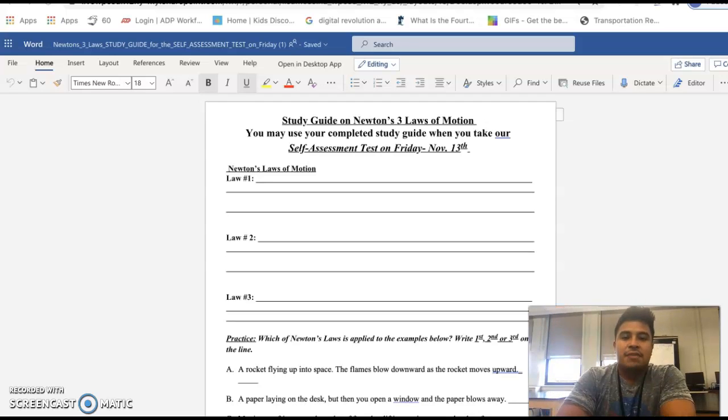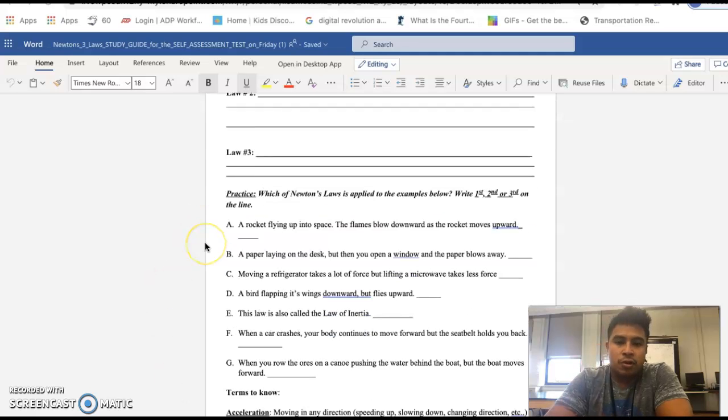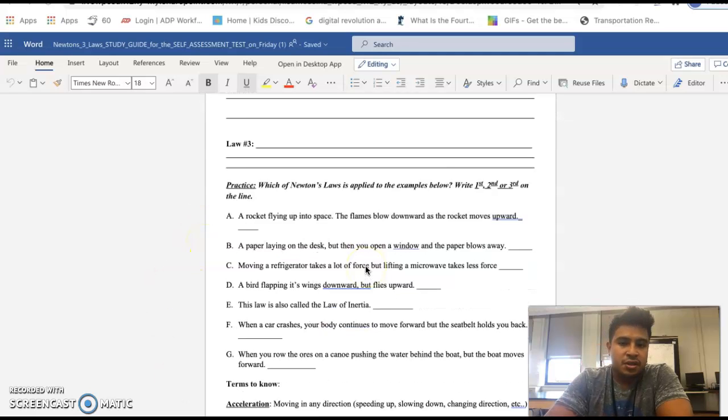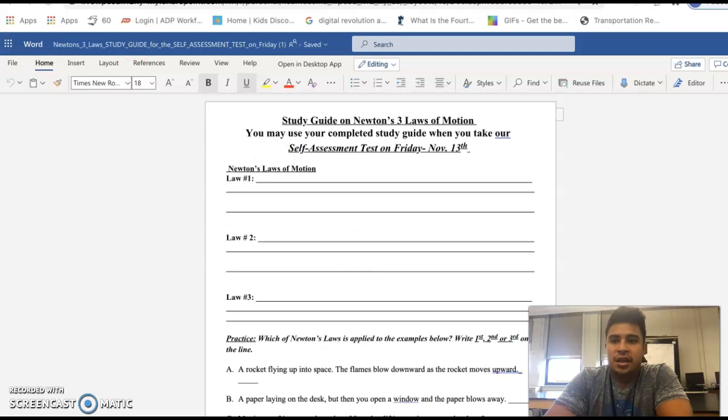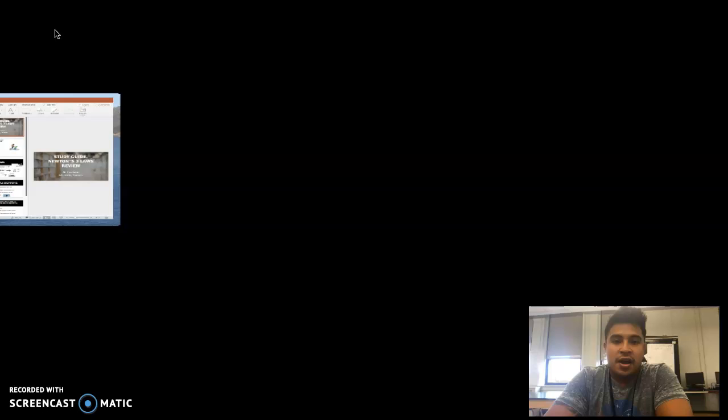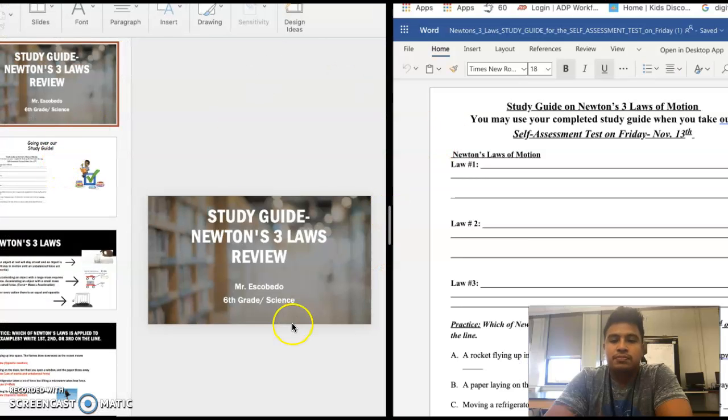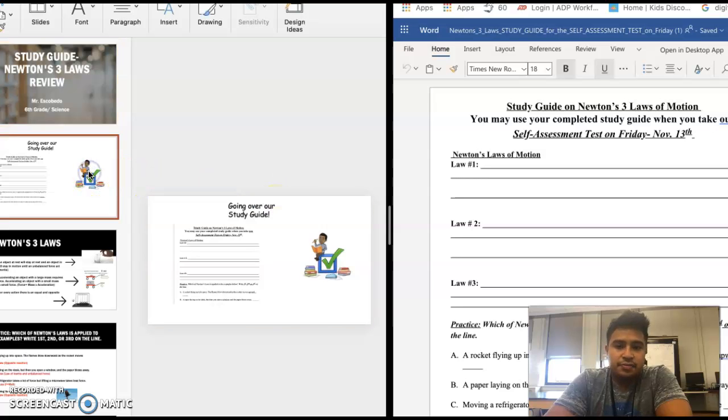I'm Mr. Escobedo. I'm here to go over our study guide on Newton's three laws of motion, okay? You guys should have this out with you right now, digitally or on paper. I made a PowerPoint just like the last time we had a study guide, and it looks like this, okay? So follow along and make sure you have this out.